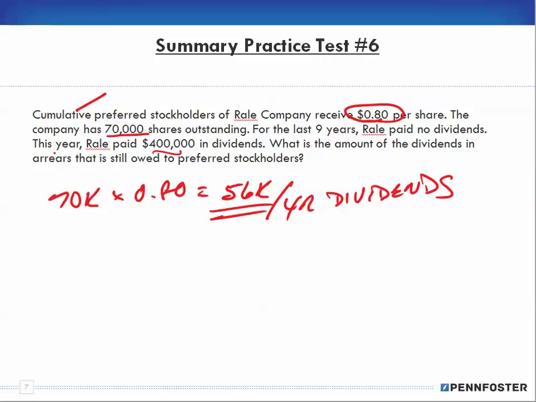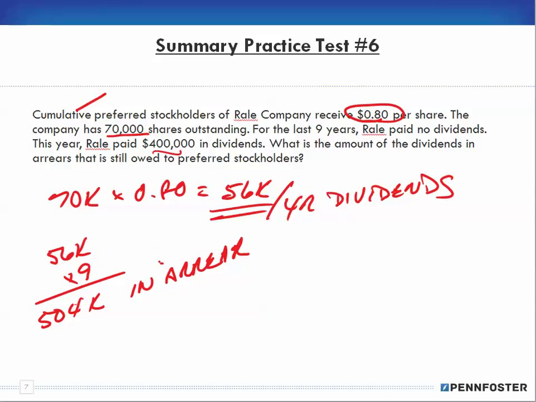And since this is cumulative, what that means is it just keeps on adding and adding and adding. So if you do the long math, you have 56,000 owed for year 1, and 56,000 for year 2, and 56,000 for year 3, and you could keep on going until you get to year 9. Well, what you do instead is say, I have 56,000 owed for 9 years, so that's going to be 504,000 in arrears as of year 9.